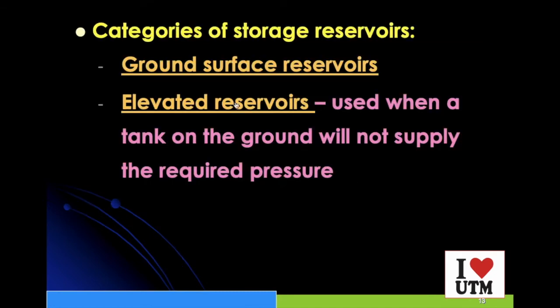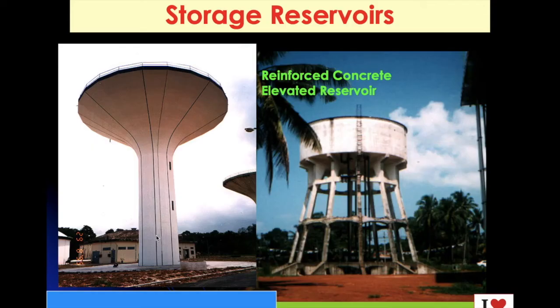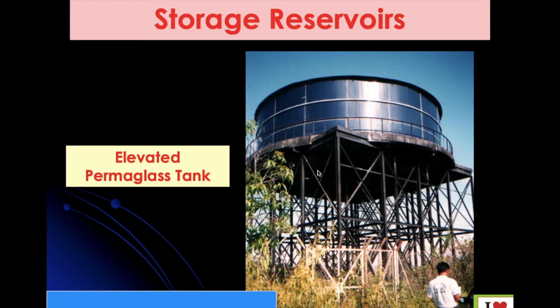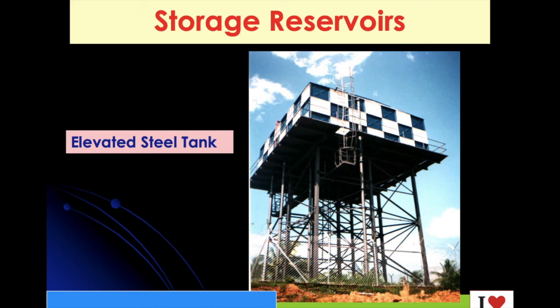We also have an elevated reservoir. Elevated reservoir is like this. This is what we call an elevated reservoir. We have a concrete reservoir. We also have a plastic reservoir, reinforced plastic. And we also have permaglass reservoir and steel reservoir. So these are all elevated reservoirs. So how do we know the volume for the reservoir? This is what we have to learn today.